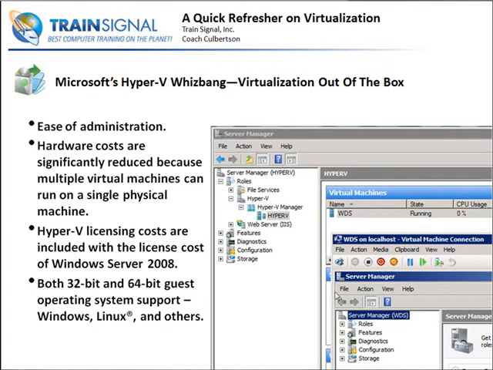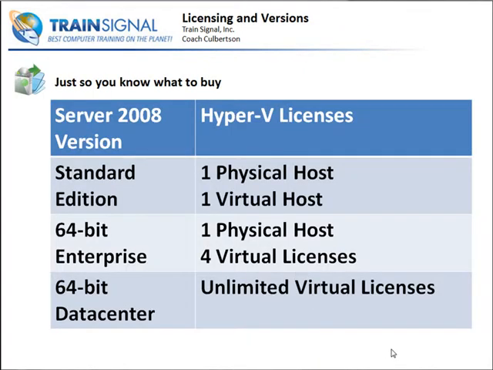Alright, so that's just a quick refresher on Hyper-V. I know a lot of it you probably already know, but I want to go back through and just revisit licensing and versions. I want to review this with you so you know what you're getting before you run out and buy stuff. Okay, when you buy Standard Edition of Server 2008, you get a license for one physical host as well as one virtual host.